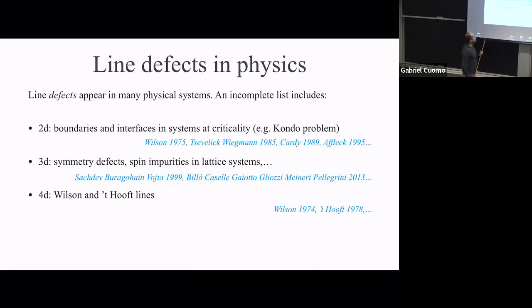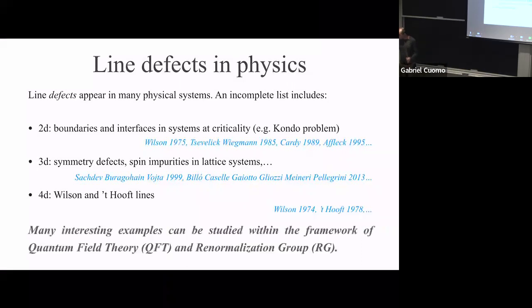And finally, in four dimensions, we know about Wilson lines, which are just the effect of a heavy charged particle in your gauge theory. It's typically interesting to study Wilson lines to detect the phase of the theory. So the common theme of today will be studying examples that are very well suited to be studied within the framework of the renormalization group, or an RG approach to line defects. I'll explain what this means in a while.